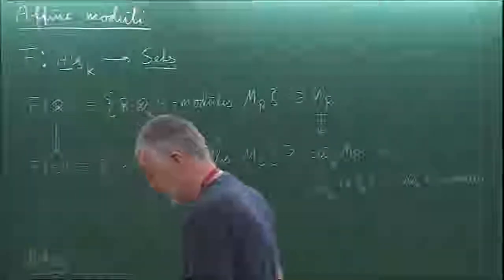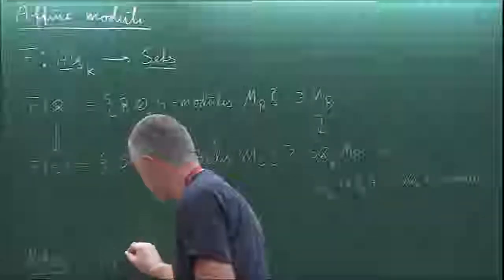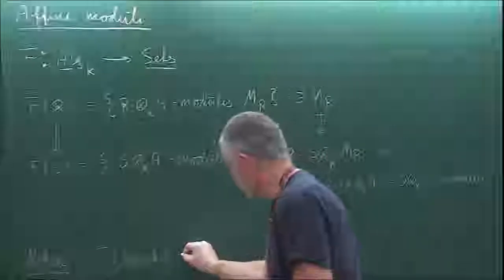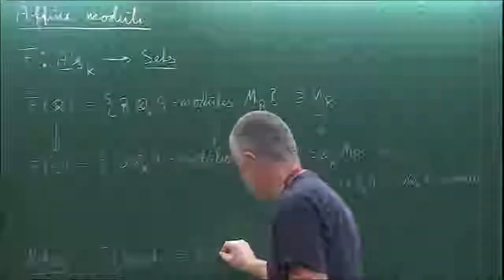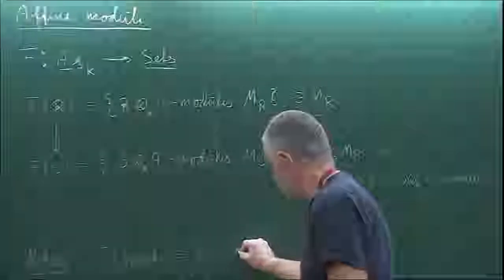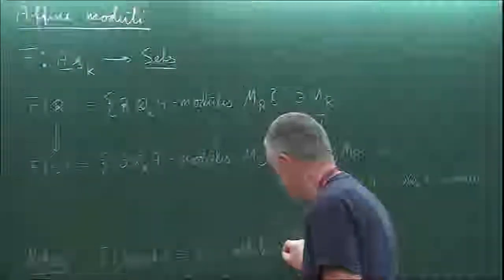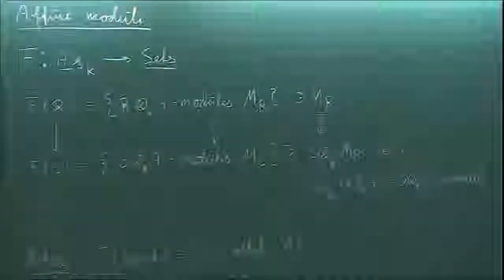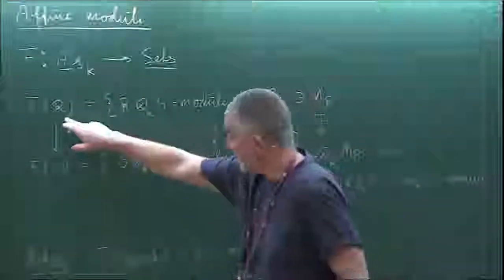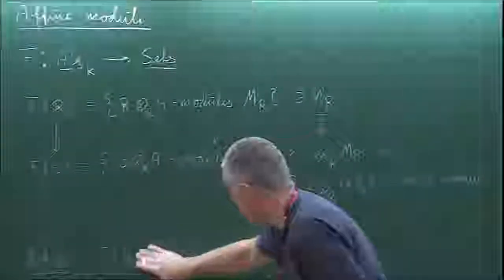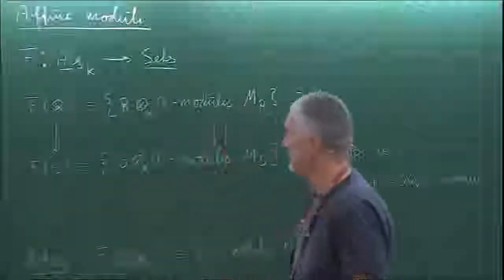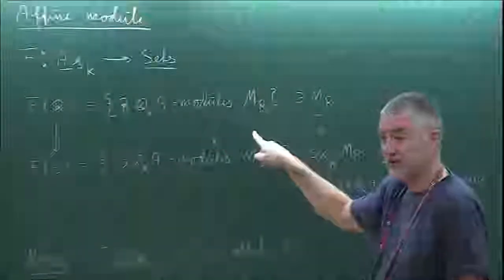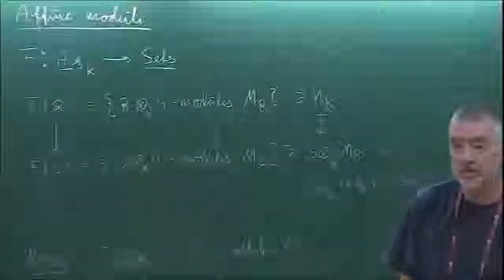Okay. Notice that F of Spec K is just A modules M. If I put in K here, sorry, it's only K. If I put in the field, then I get just A modules. That's why these A modules are parameterized over R.